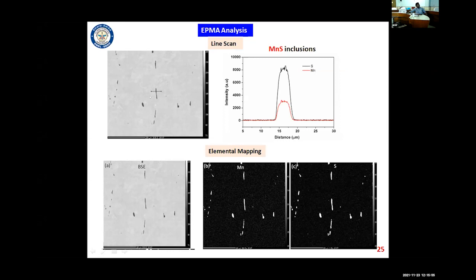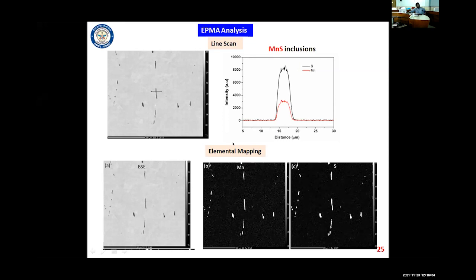When I'm doing EPMA, whenever my electron beam passes through this, the electrons I'm sending from the source interact with the electrons of this particular phase, and then we get the characteristic X-rays. So that X-ray shows that this particular part, which I'm showing here, is enriched with manganese and sulfur. This particle width is around 10 to 12 micron, and you can see clearly that this particle mainly consists of manganese and sulfur.